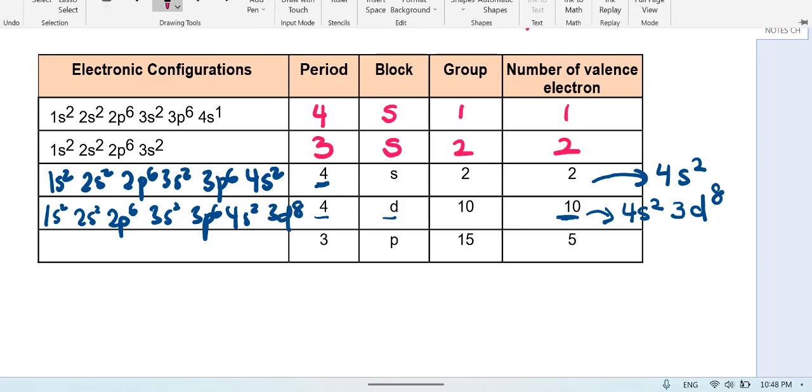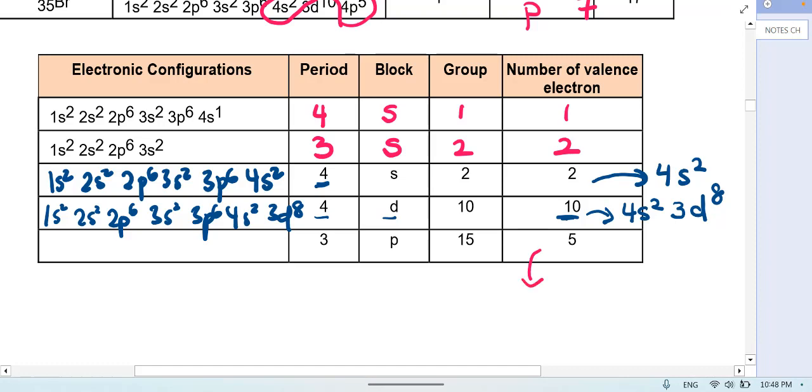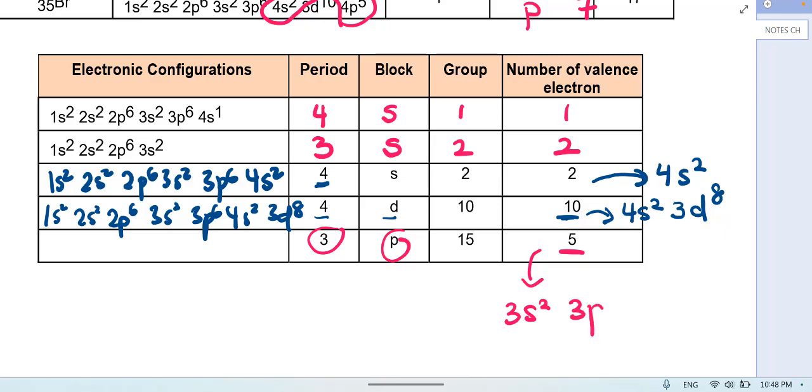Next, 5 valence electrons, period 3, P block. So 3s2, 3p3. 2 plus 3, 5. 1s2, 2s2, 2p6, 3s2, 3p3.